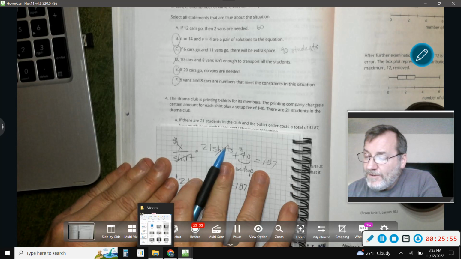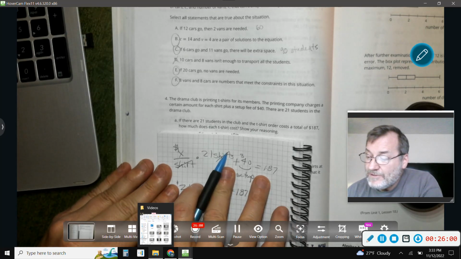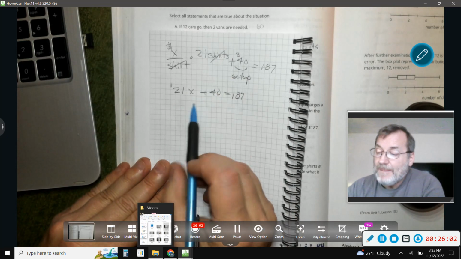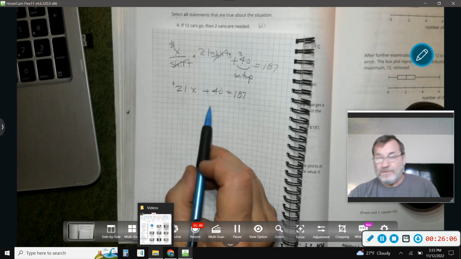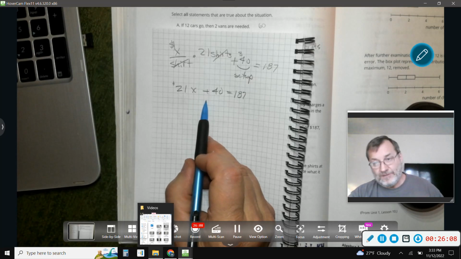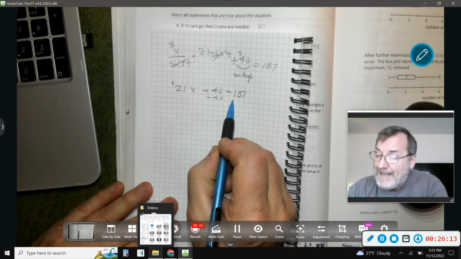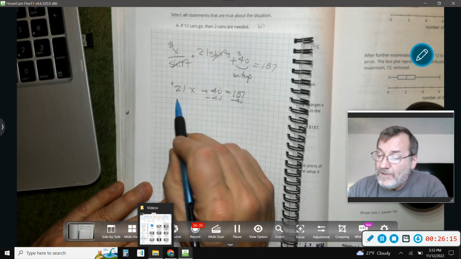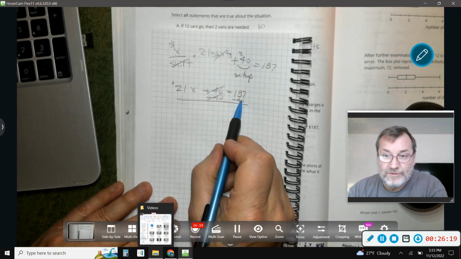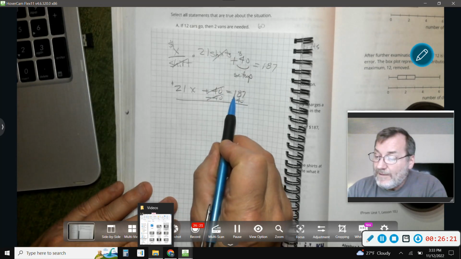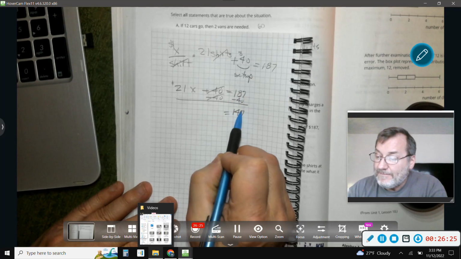Let's see if we can solve this. If there are 21 students in the club and the total is 187, how much does each t-shirt cost? Let's do the math. I have to use my order of operations, PEMDAS. I want to do addition and subtraction first, since it's the lowest rank on the list. So I do the exact same thing to both sides of my equation: subtract 40 from both sides. It goes away on this side and shows up over here. When I take 187 and subtract 40, I get 147.